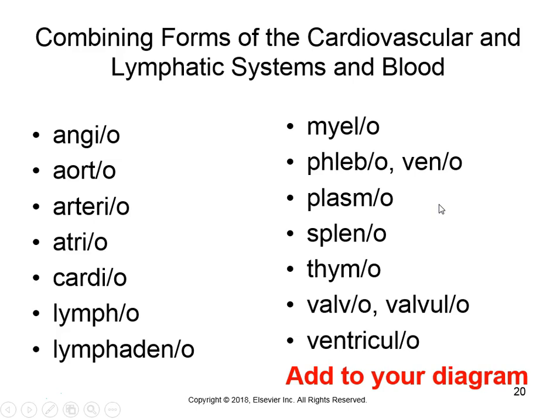Thymo for thymus. Valvo and valvulo could mean any of the heart valves. And then ventriculo is ventricle. I do have to say that for this chapter, all of these terms pretty much sound exactly like the word they go for, so that is a plus. Add these words to your diagram. There's also a picture in your book on page 359 that you could label as well.